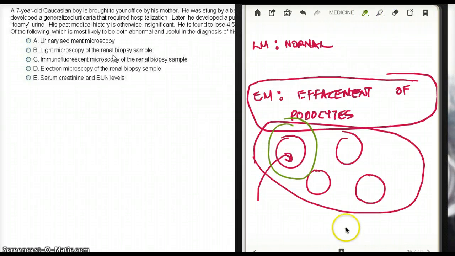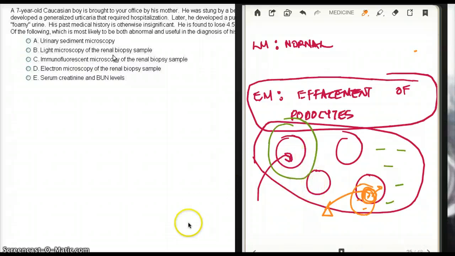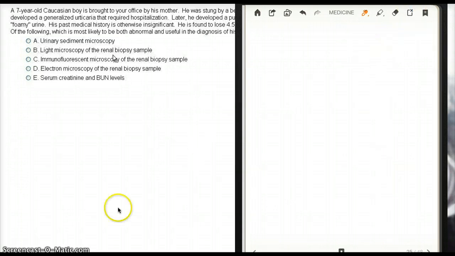That's size selectivity. But what about charge selectivity? The basement membrane is negatively charged. If you have a protein which is also negatively charged, even though it's smaller, it will not go through because it's going to be repelled by the negatively charged basement membrane. So there is going to be size and charge selectivity, and we'll do a question on that soon after this particular question. Now that we understand some of the minimal change disease associations, let's discuss the options. There are 5 options.